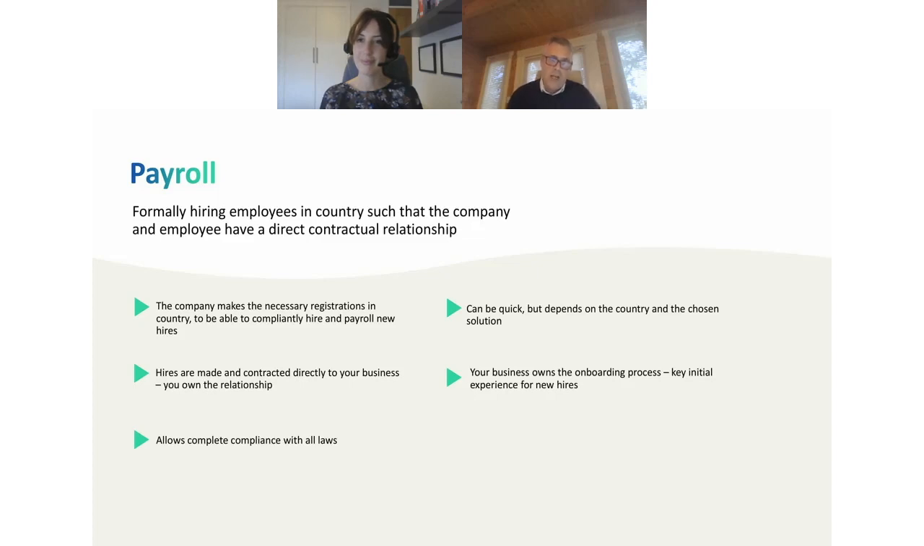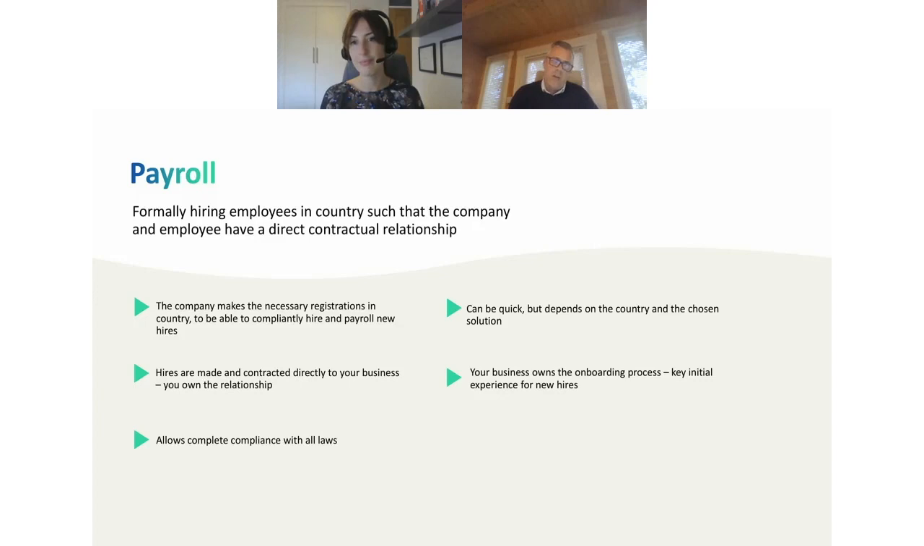Admittedly, it's not as quick as a PEO solution, but very often it can be cheaper. So if cost is a consideration, a payroll registration is a really good solution. And it is also a lighter touch footprint, so you're not quite going all that way into setting up entities and the costs associated with that.